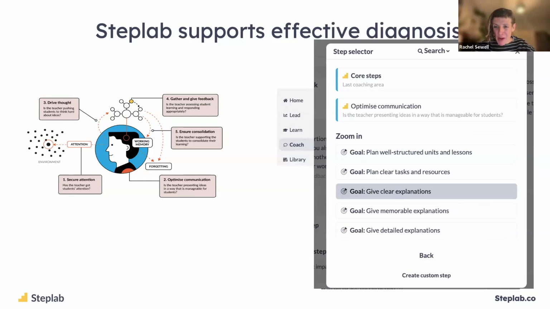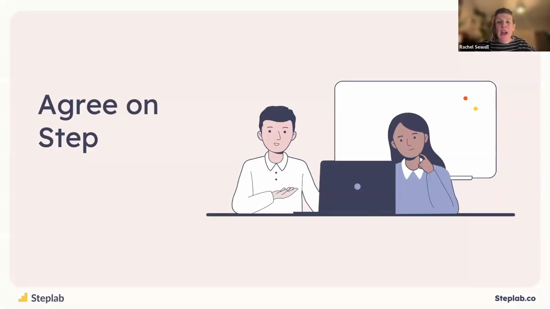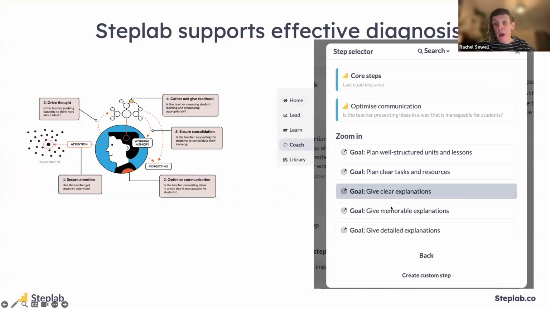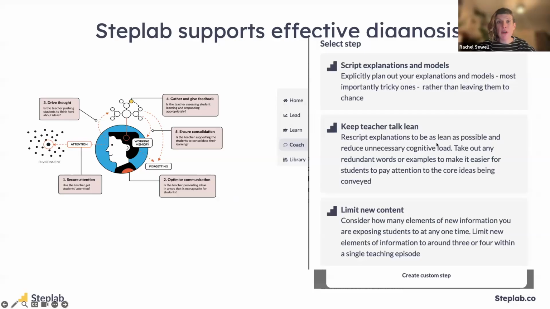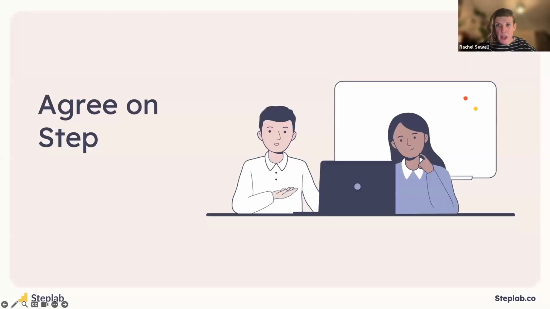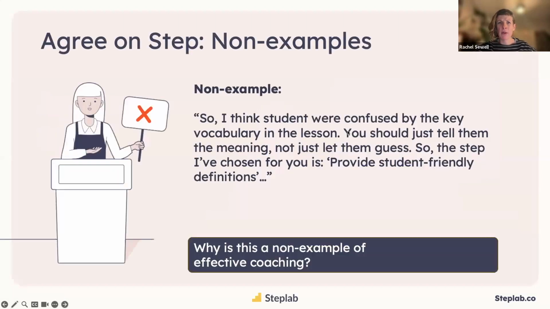Cool. Okay. So the next thing we're going to think about, let's imagine that we've decided on that step. We've decided that we're going to work with that teacher on scripting really clear explanations and making sure that those are the first things that students hear. The next thing that we need to do is work on agreeing that step. So same routine, I'm going to give you a non-example. Imagine I meet that teacher that I'm coaching, and this is what I say to them about their next step. What might be problematic about this approach?